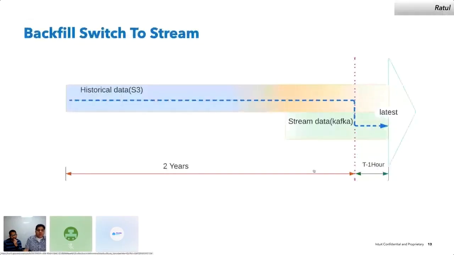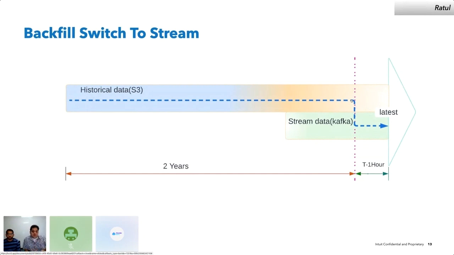Okay. Now backfill switching to stream. This term I mentioned before. If you see the rectangle on the top, you can think of it as the historical data, which for our case is S3. And the blue dotted line is the data processing line. Okay. So data processing is happening from cold data to getting to the warmer data. And when there is no new data available, then it will switch to stream.